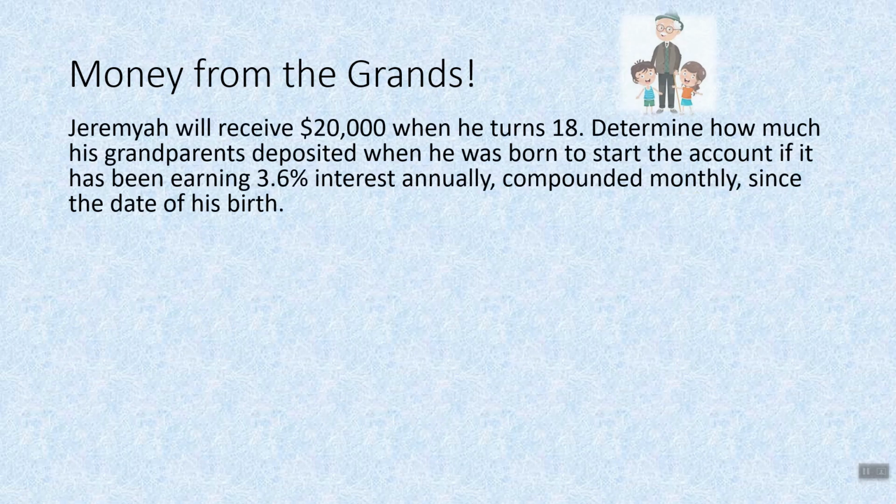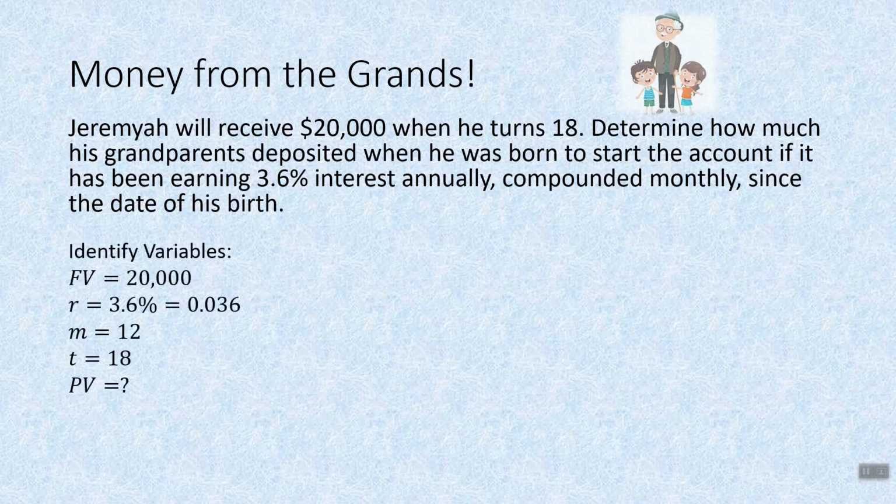Money from the grandparents. Jeremiah will receive $20,000 when he turns 18. Determine how much his grandparents deposited when he was born to start the account, if it has been earning 3.6% interest annually, compounded monthly since the date of his birth. Let's identify some variables here. Will receive, so that's in the future, right? He will receive it in the future, $20,000. 3.6% interest, 0.036.